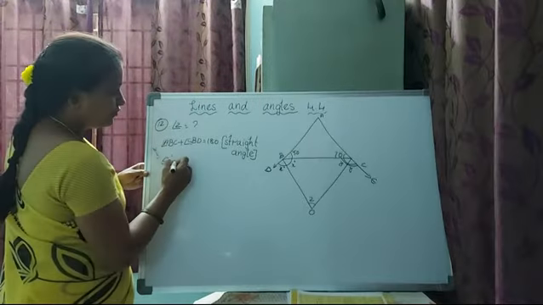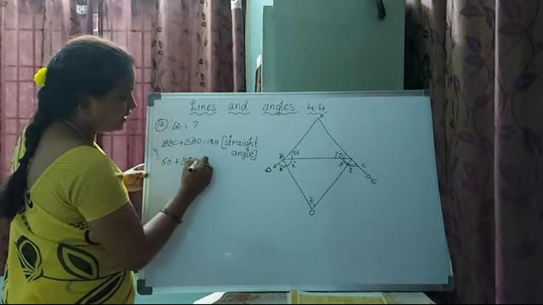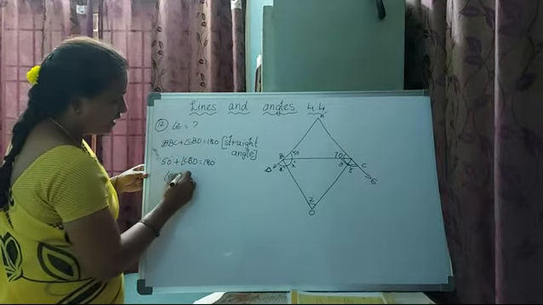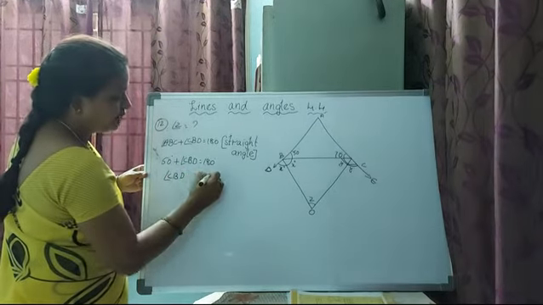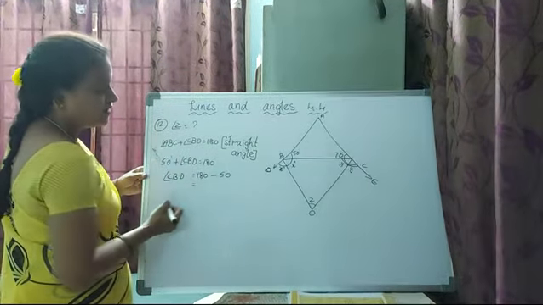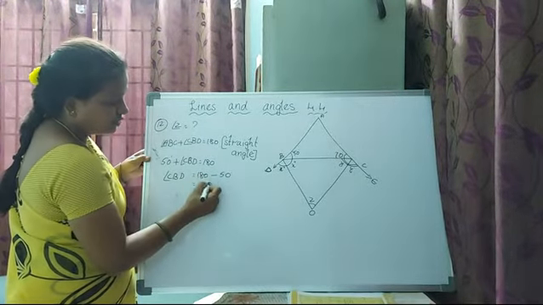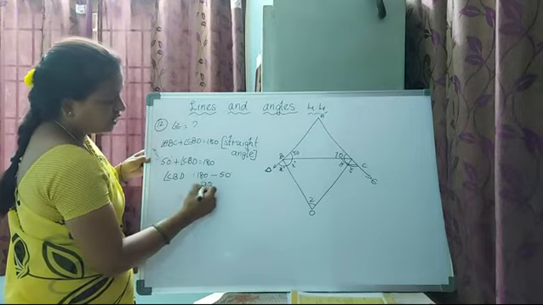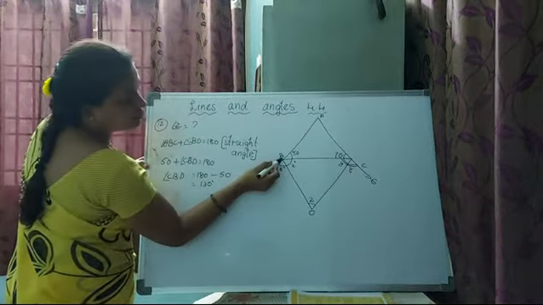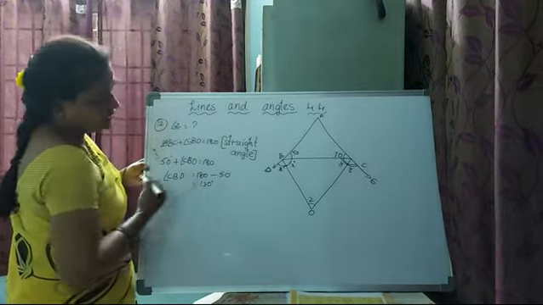Okay. Here 50, and we don't know angle CBD; the sum is 180. So angle CBD is equal to 180 minus 50. If you transpose it to the right hand side, it is minus. So we have to subtract: 180 minus 50 is 130 degrees. So angle CBD, this angle, is equal to 130.